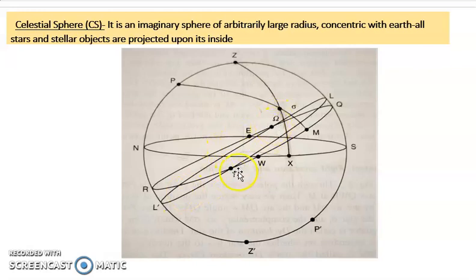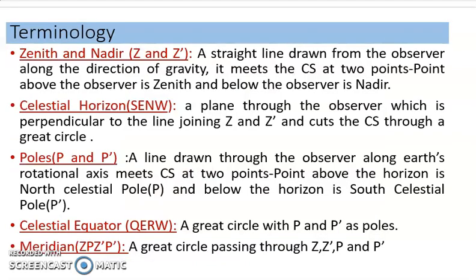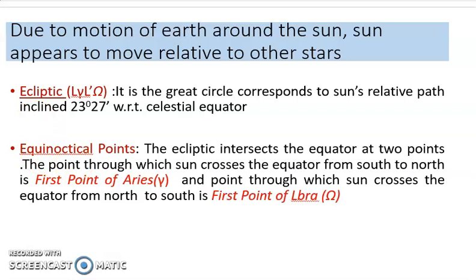Gamma and omega, as we can see here, are the points of intersection of the two great circles, the ecliptic and the celestial equator. When we move from south to north, the point of intersection is gamma, and when we move from north to south, the point of intersection is omega. Gamma is called the first point of Aries, and omega is the first point of Libra. And these 2 points together are called equinoctial points.